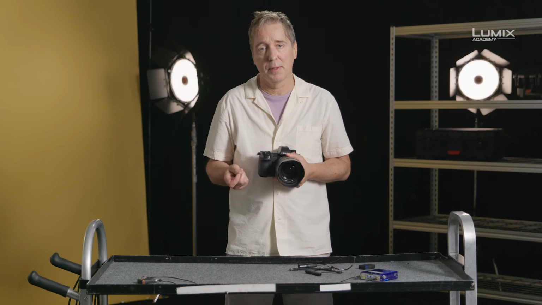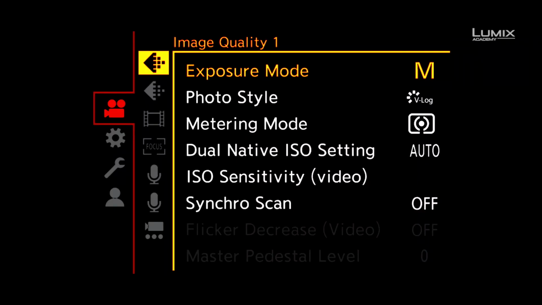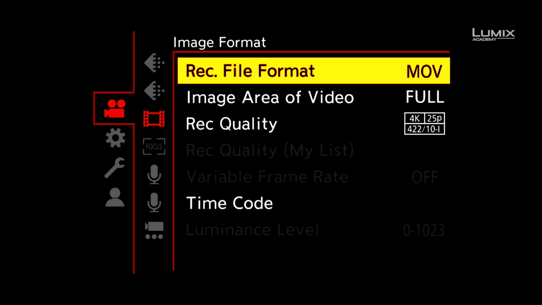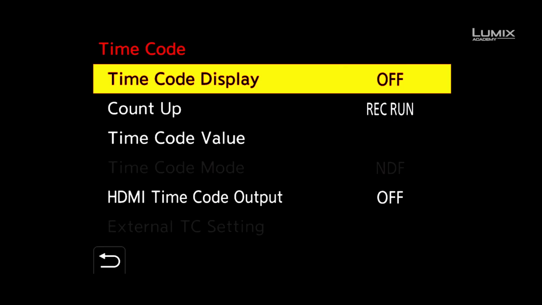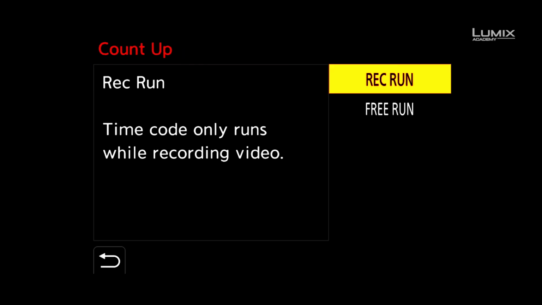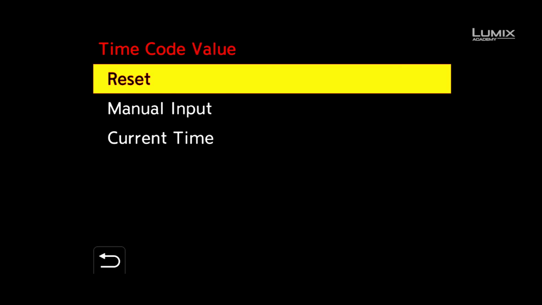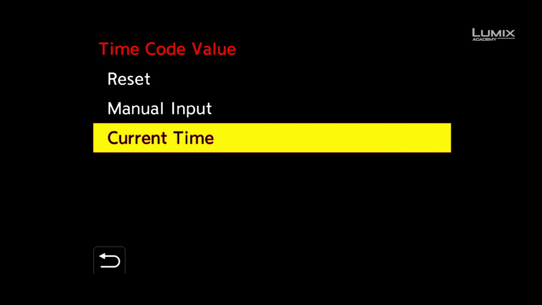Diving into the timecode menu options on the S1H, we can see there are a number of menu items. The first option allows you to display the timecode on the monitor. The second option gives you the choice of free run or rec run. For this tutorial, we're going to stick with free run. Timecode value allows you to input a custom timecode value if you're using the camera as the master timecode device.